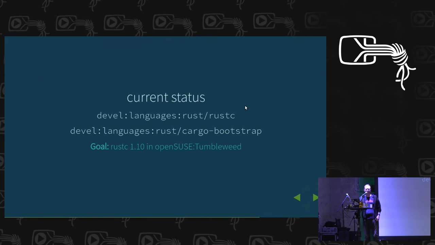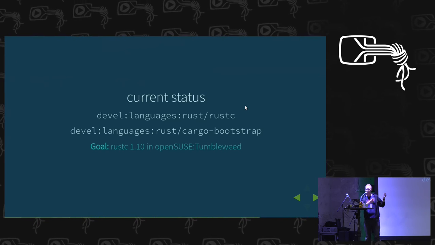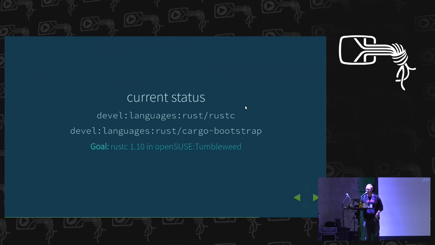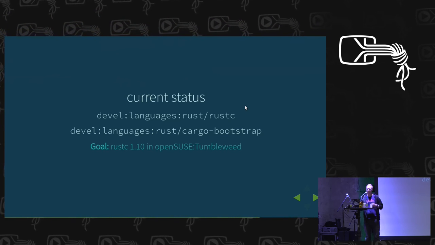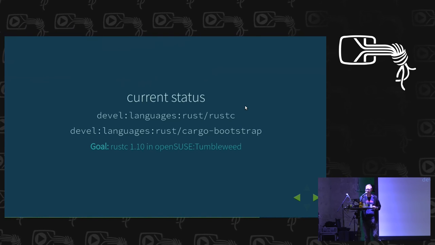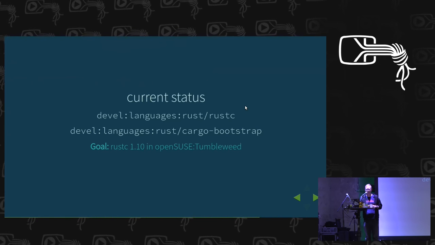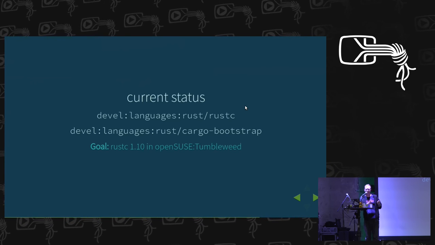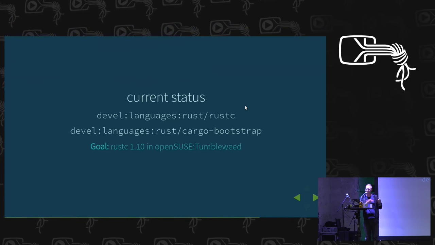There is still a lot of work remaining. So currently we have two main projects under devel:languages:rust. There is the Rust compiler, and there's cargo bootstrap, which is the cargo compiler thing. And the reason it's called cargo bootstrap is because it's not quite building itself in the right way yet. We're using a Python project created by some Debian guys to build cargo without cargo.